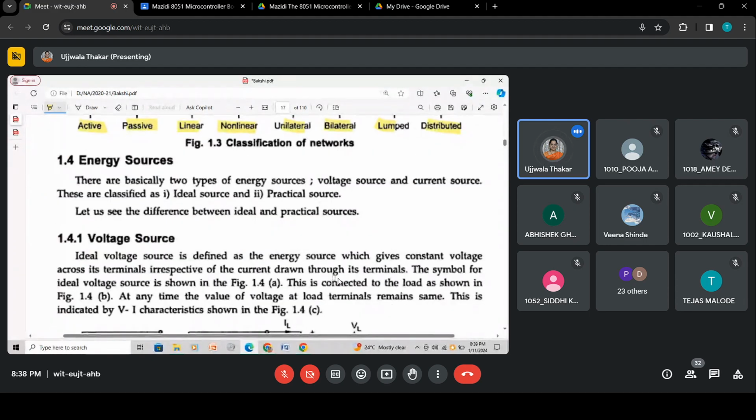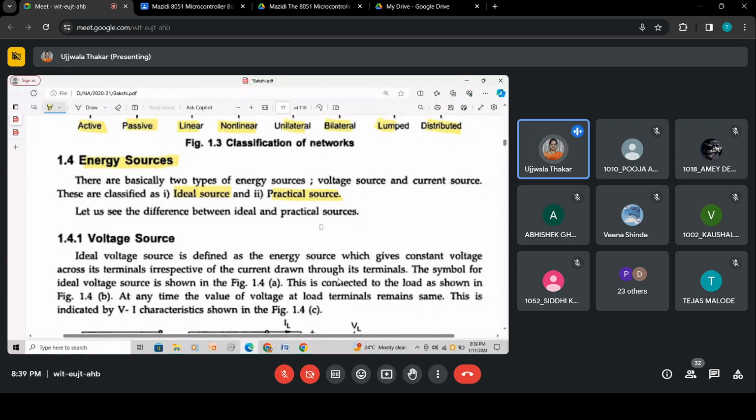Let's move ahead. This is not very difficult, what we have covered. Now we will deal with the energy sources. There are two types: one is the ideal source, and the other one is the practical source.